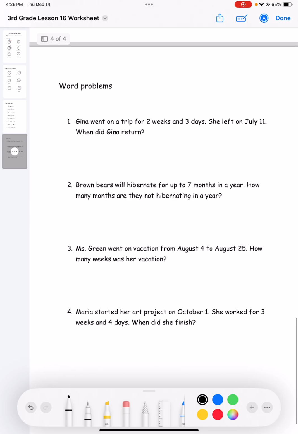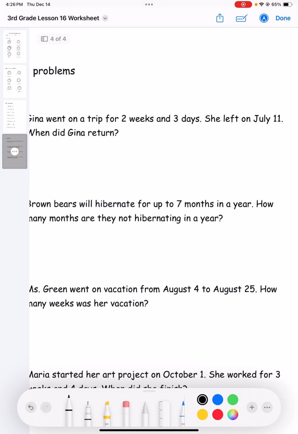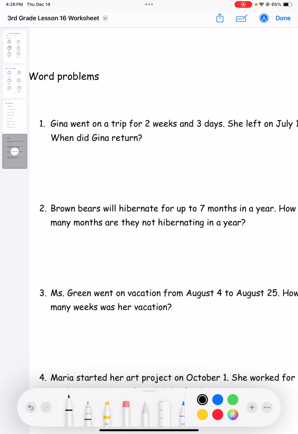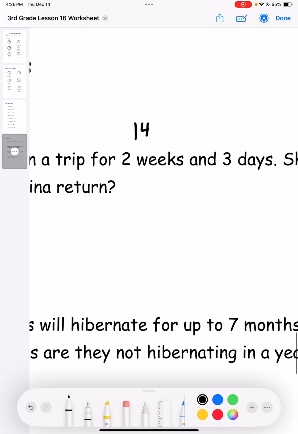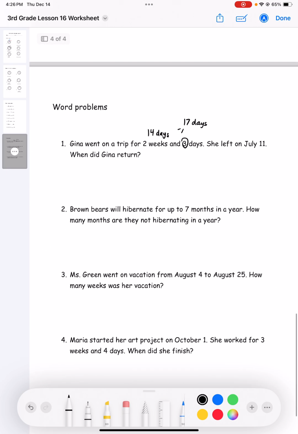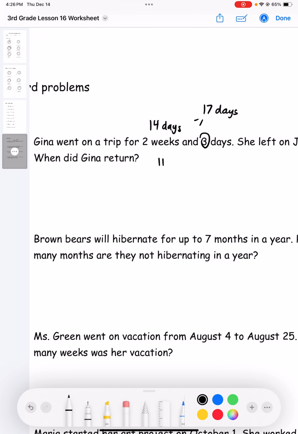Lastly, we have word problems. Number 1, Gina went on a trip for 2 weeks and 3 days. She left on July 11. When did Gina return? So July 11, and 2 weeks means 14 days. And let's add these extra 3 days, and we get 17 days altogether. So we just have to add July 11 plus 17 days, and we get 28. So she returns on July 28.